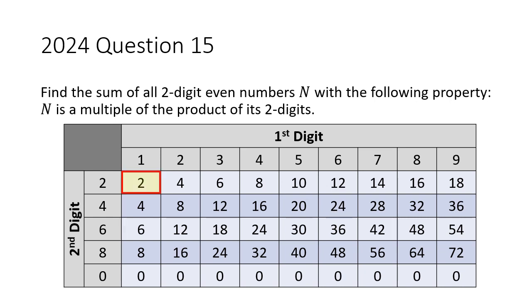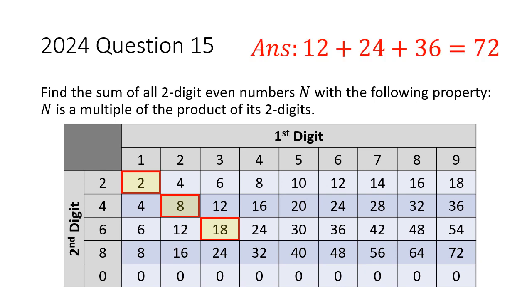Notice that here 12 is a multiple of 2, 24 is a multiple of 8, and 36 is a multiple of 18. And if you check, there are no more such two-digit numbers. Therefore, the final answer is 12 plus 24 plus 36, and the final answer is 72.